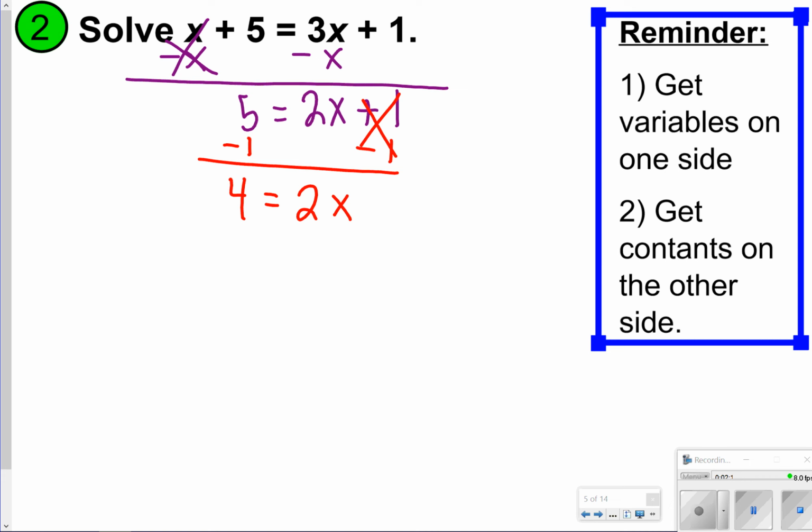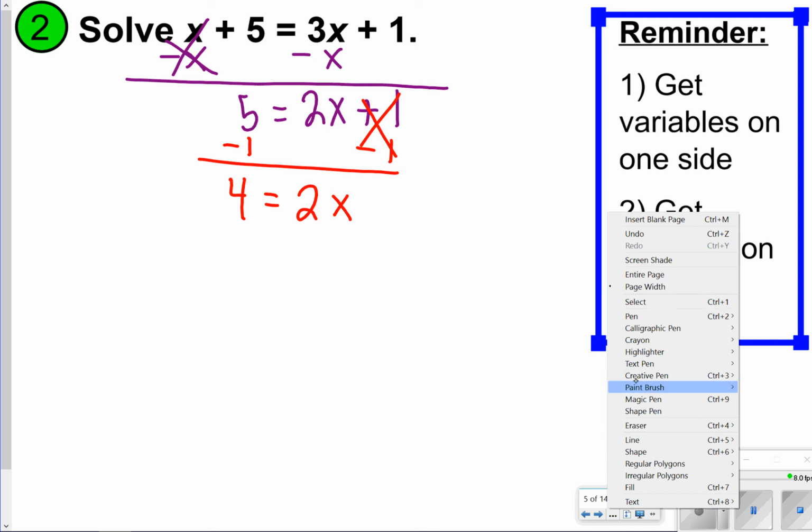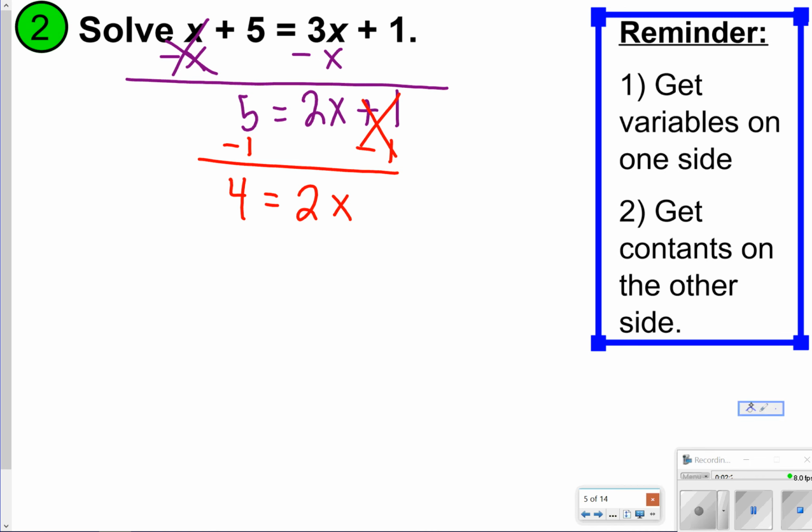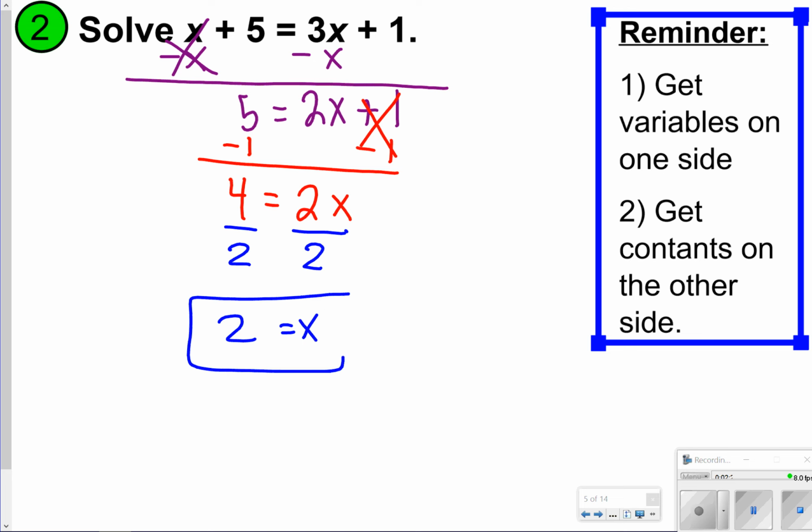And this is exactly where we needed to be in order to solve the equation. Now that I have this, I can just perform my last and final operation, which is the opposite of multiplying, and that'll be to divide. So x is equal to 2. Okay?